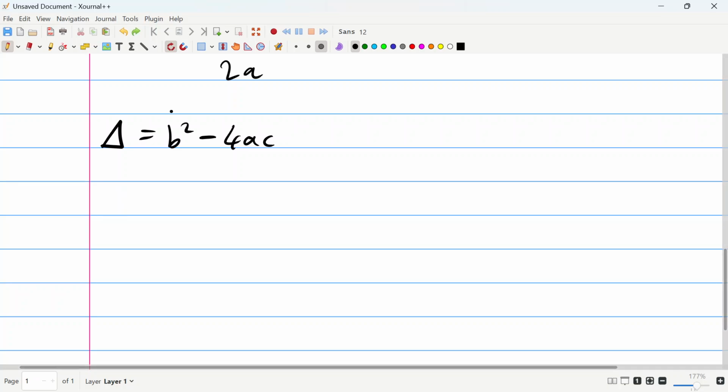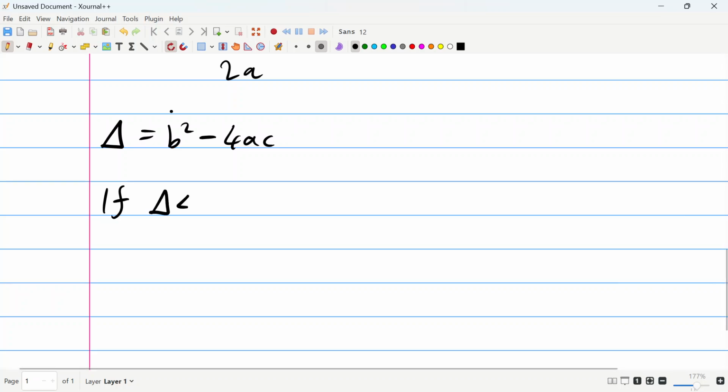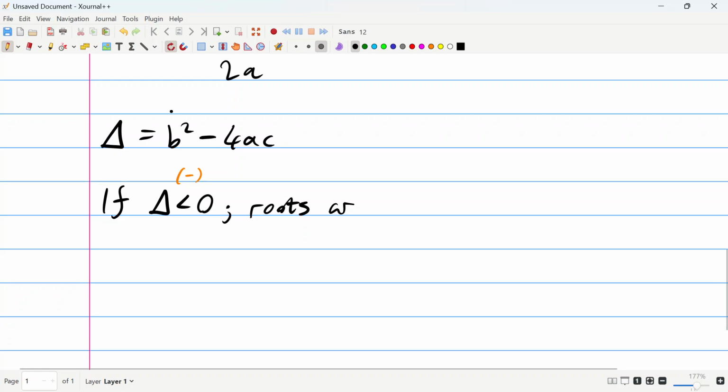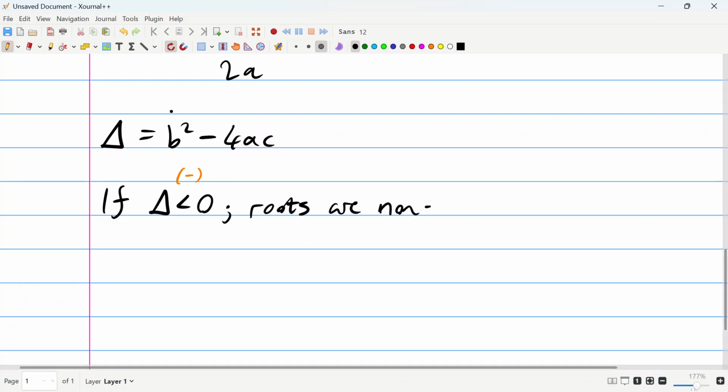So if the discriminant, in this case here, is less than 0, meaning it is negative, if it is less than 0, then this indicates to us that the roots that we get are non-real. So they're not real. Meaning there will be non-real numbers.